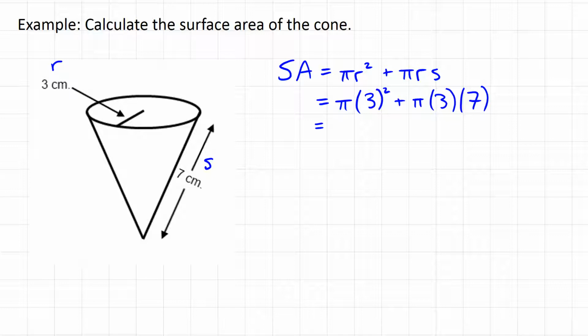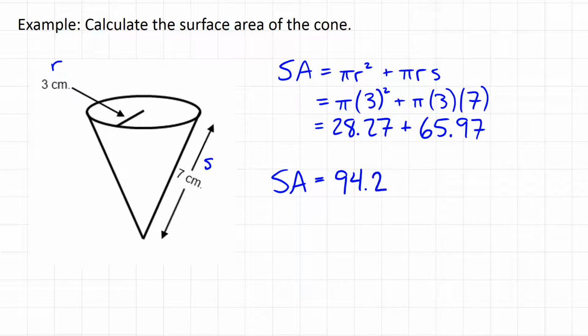So pi times 3 squared, I get 28.27. Now I'm not going to round to 1 decimal place yet, because that's what I want to do in my final answer. So until I'm at my very final answer, I'm going to keep 1 extra decimal place. And then we do pi times 3 times 7, and I get 65.97. And now I'm ready to add those together to get my total surface area. And when I get this, I'll round to 1 decimal place. This is a total of 94.2 square centimeters.